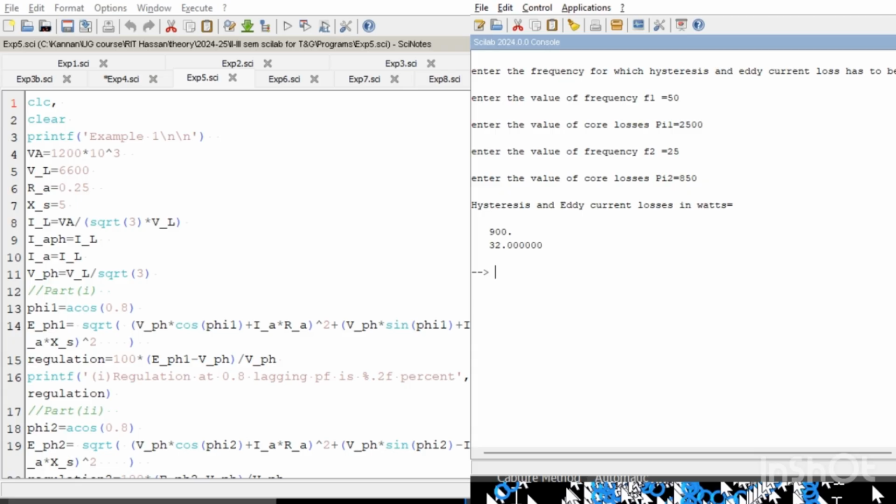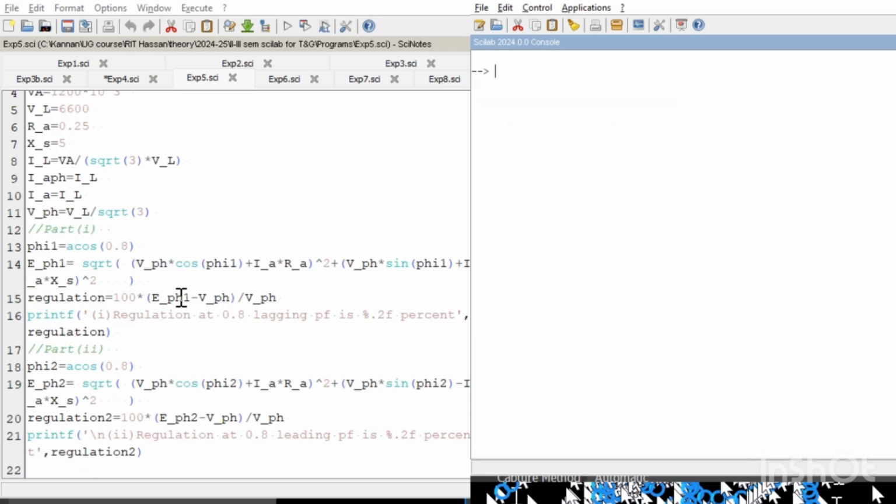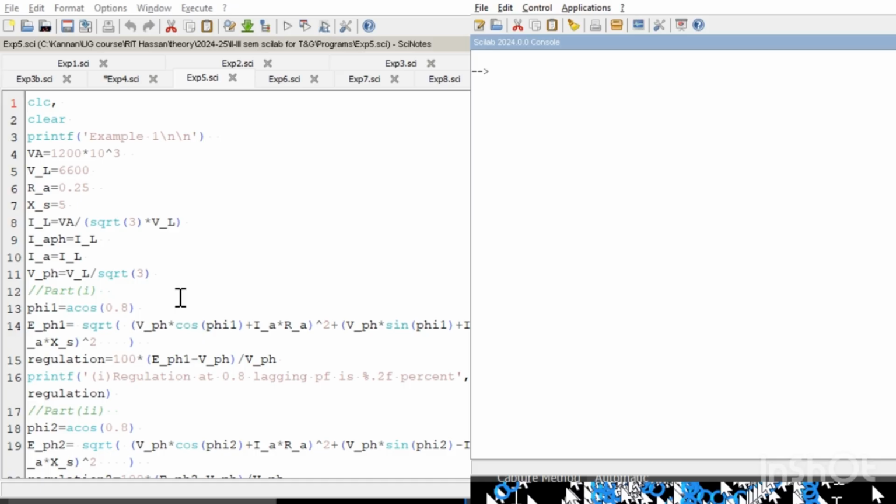So you can see here we are using two methods, one is the EMF method and one is the MMF method. When you see the code on the left side, we have the VA, that is 1200. Next the line voltage, that is 6600. Next we have a resistance, that is 0.25, next the reactance, that is 5. This is the line current formula, that is VA divided by square root of 3 into line voltage. These are the formulas we are going to execute.